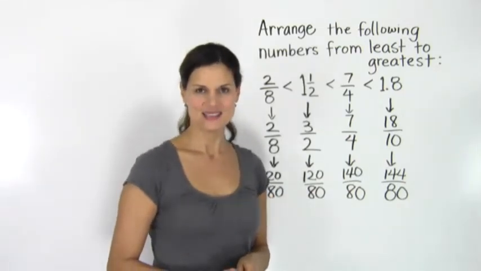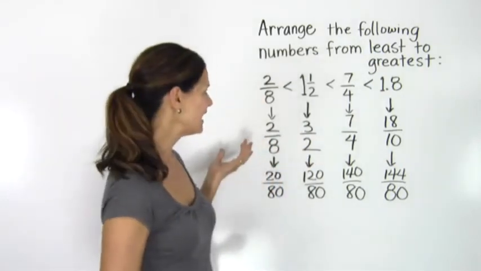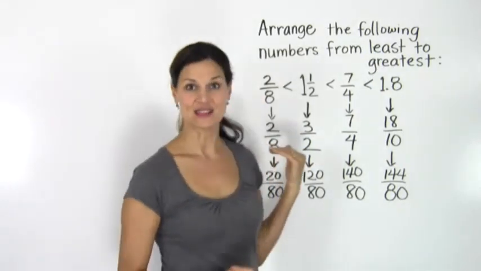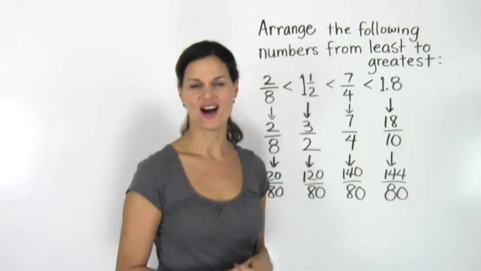So either of these methods work. In this particular example, it's a lot simpler the way we did it the first time, converting them all to decimals and looking at them on our number line.